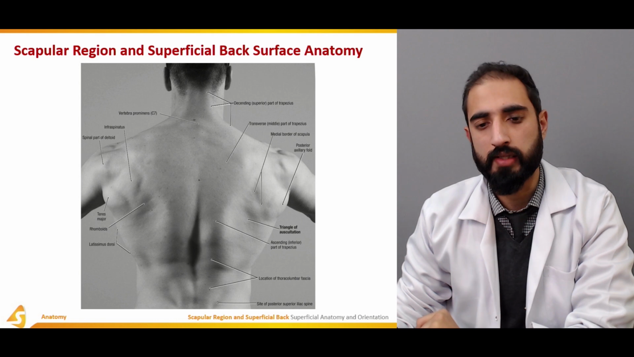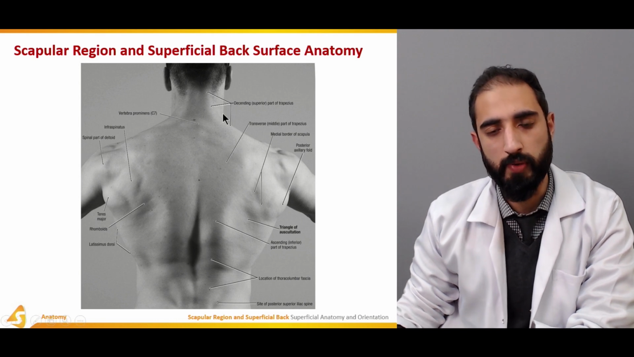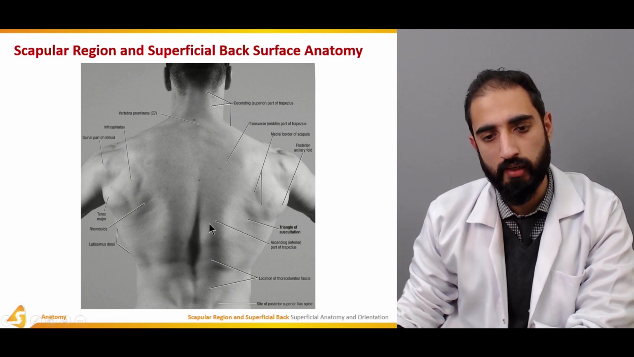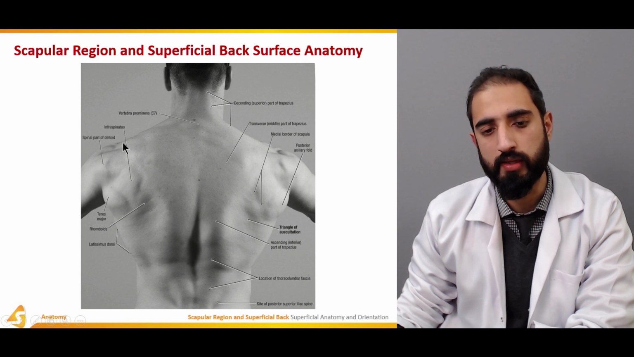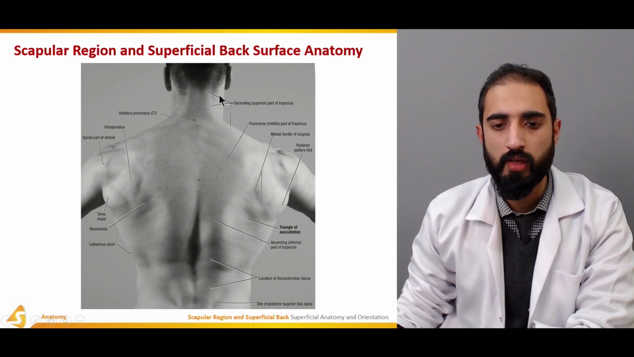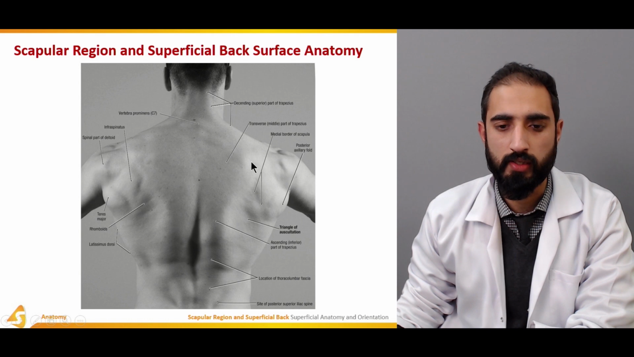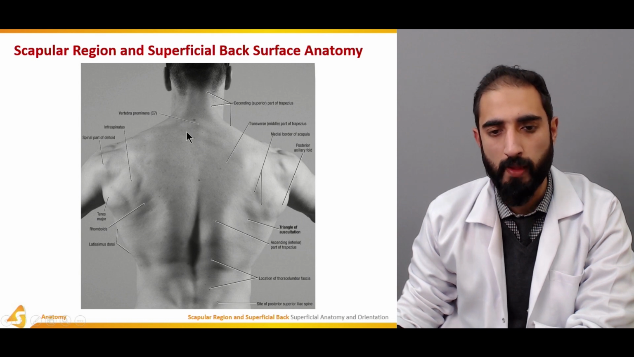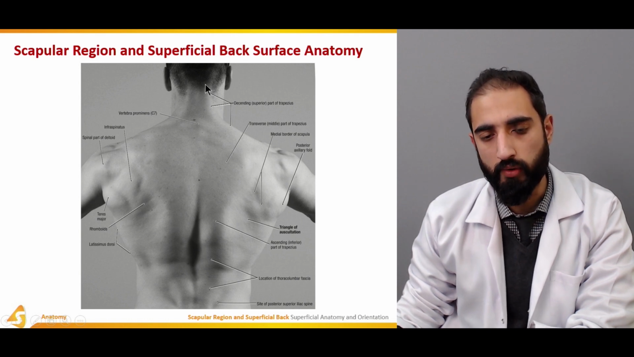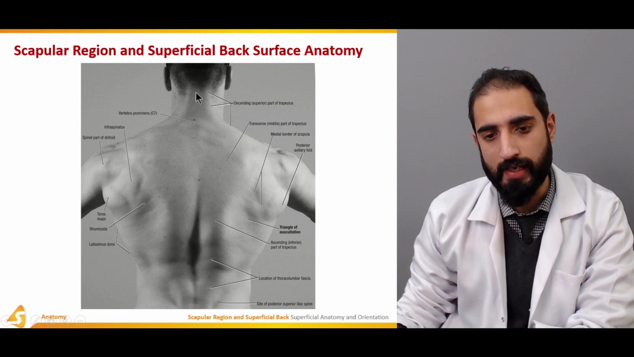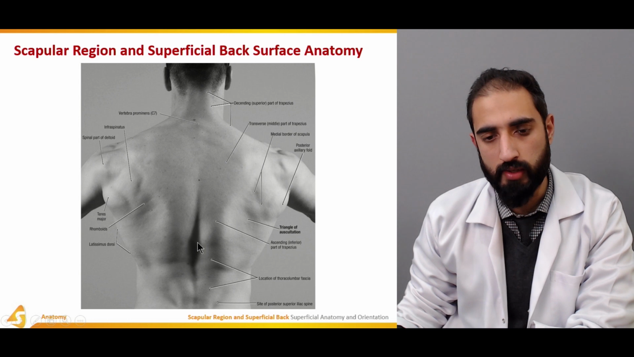Another important thing that we can see here is the trapezius muscle, which, if we join the left and right trapezius, looks like a quadrilateral. And when we talk about the individual trapezius, it looks somewhat like a triangle. So it has the upper fibers, the middle fibers, and the lower fibers.